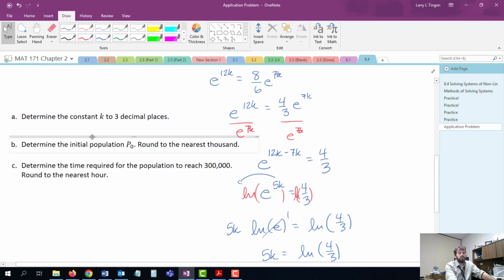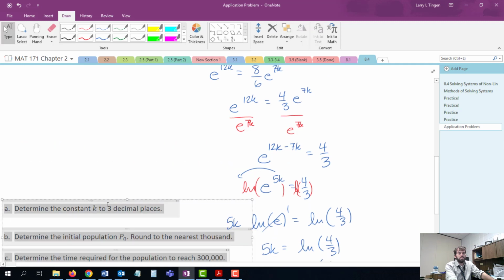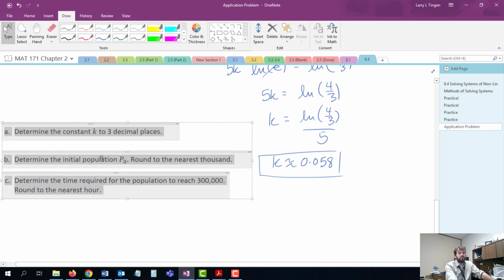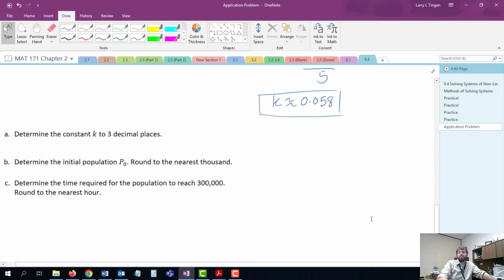All right. Looks like we needed a lot more space than I had given us. That's okay, because we can move things. So we found the constant, and I knew to do 3 decimal places because that's what it was directing us to do. So k is approximately 0.058.